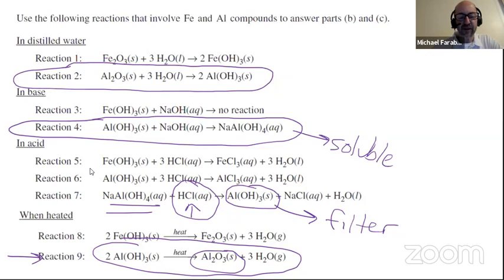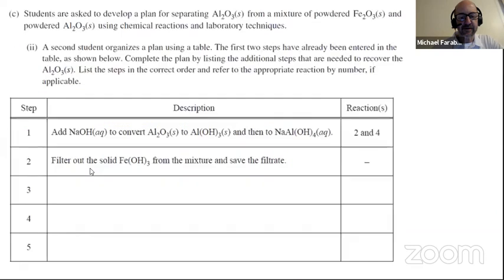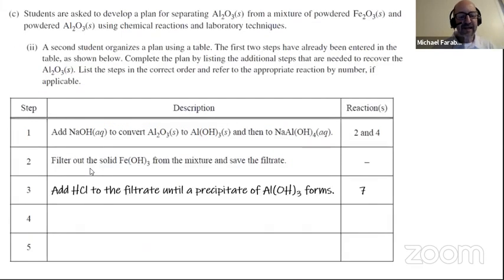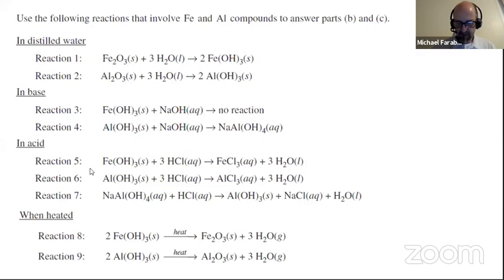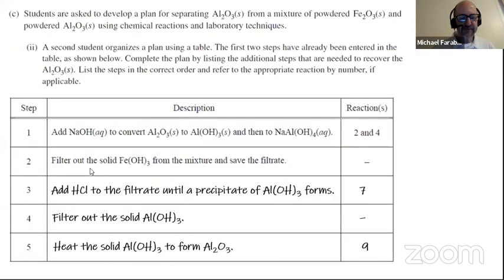Let's go ahead and filter the aluminum hydroxide from the rest of the solution, and then we can heat that solid aluminum hydroxide to turn it into aluminum oxide. So step 3, let's add HCl to the filtrate until a precipitate of aluminum hydroxide is formed. That was reaction 7. Then we can go ahead and filter out the solid aluminum hydroxide, and then finally we can heat the solid aluminum hydroxide to form aluminum oxide.